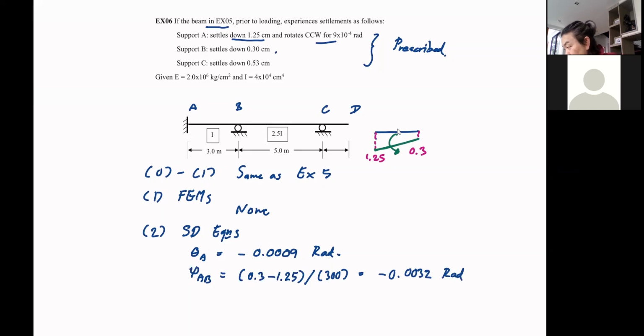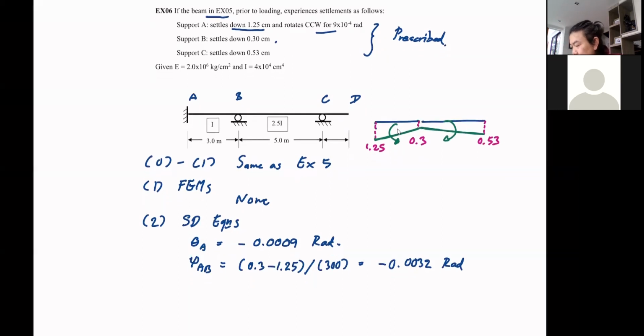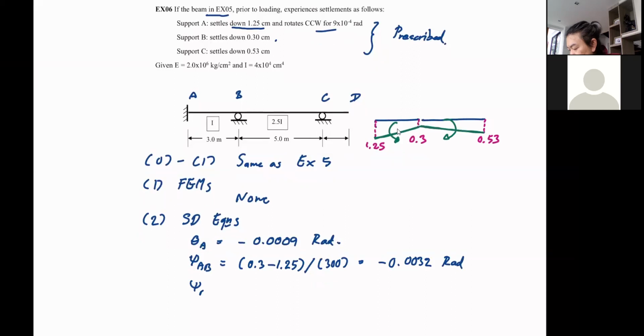And when I look at the member BC now, B still comes down the same value there, but C is down 0.53, so it's slightly more than 0.3. So you should see that member BC is doing this, right? So you see psi for BC is now clockwise, is that right? And psi BC this time is going to be equal to 0.53 minus 0.3 divided by the length, which is now 500 centimeter. So that is 0.00046. These become prescribed conditions of your structure, okay?